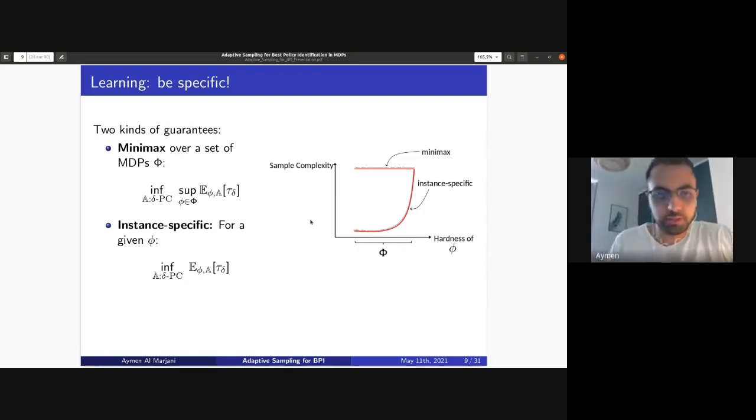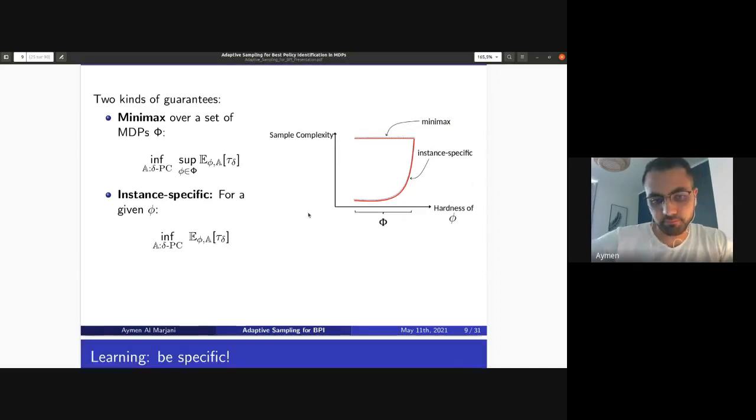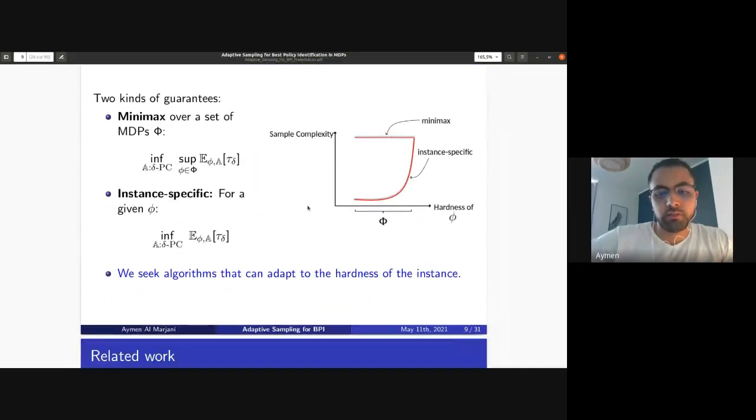So, to summarize, if you consider a minimax approach, it is as if you are blind to the hardness of your MDP. So you are considering a lower bound that is constant for all the MDPs, while if you are adopting a more instance specific approach, then maybe MDPs that are easy to learn will take you less time or a smaller number of samples to identify the optimal policy. So we seek algorithms that can adapt to the hardness of the instance. So we look for instance specific bounds and guarantees.